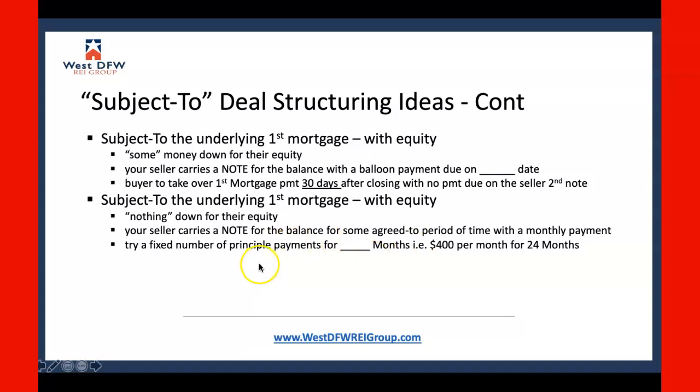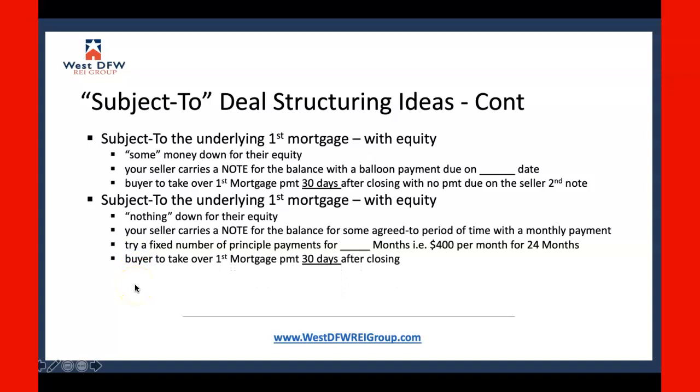This is another payment scenario. So try negotiating $400 a month for 24 months. Naturally, these numbers have to work for your deal. So you've got to do the math, figure out, based on your monthly underlying principal and interest payment, plus this payment of $400 a month taken from either your owner finance wrap note or your rental income, that you make sure it works for you.